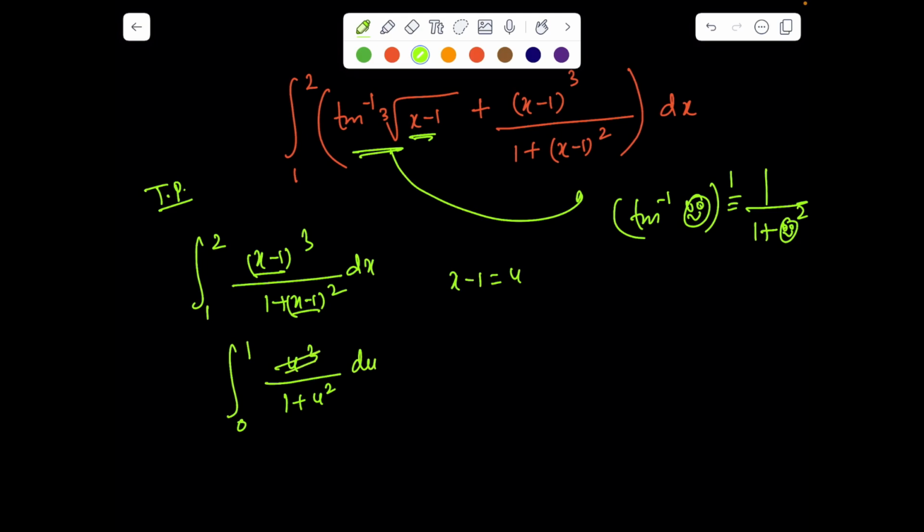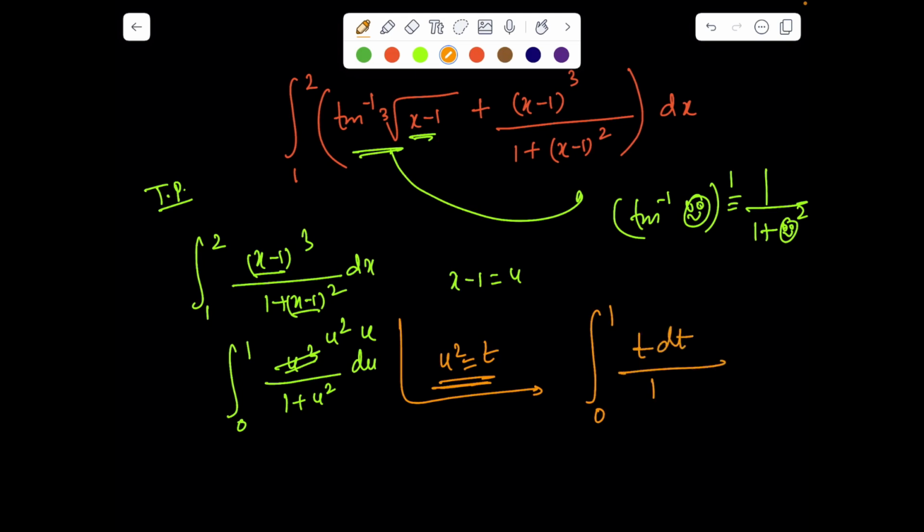Since we know u cube can be written as u square into u du, which is a usual trick of integration, that motivates me to put u square as some other variable t. That substitution is legal because it's one-one in this interval, right? So it's 0 to 1, and we'll have t dt over 1 plus t, because u du is going to become half of dt.